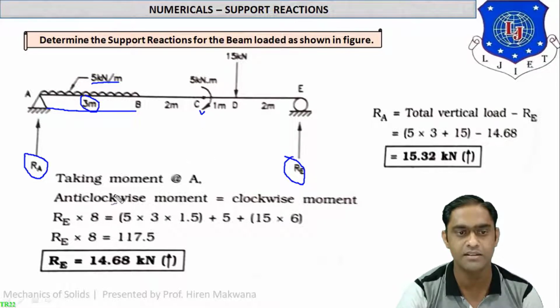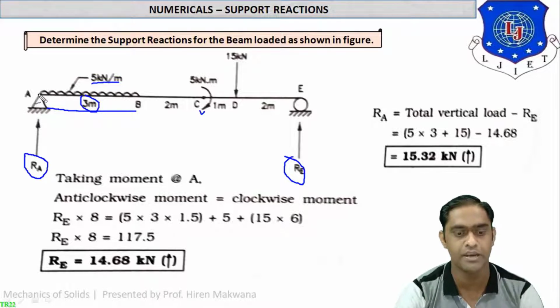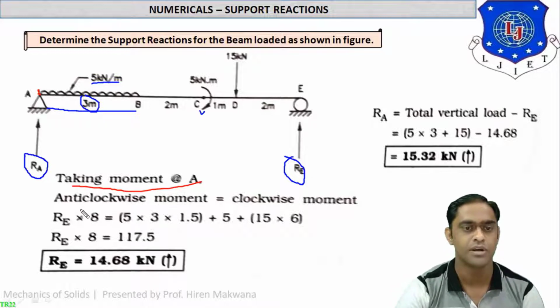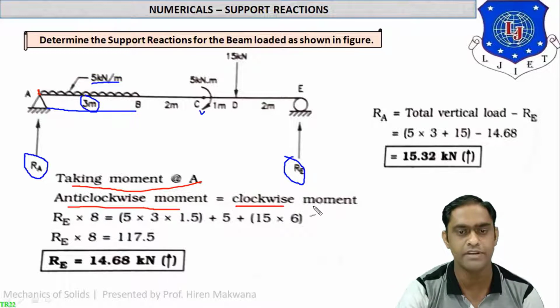Now let us start the sum. As per our method, we have to take moments, as per step number 3, at point A, that is the left support. Taking moments at A, what happens now? Anticlockwise moment is always equal to clockwise moment. Means we have to balance the moments. Sigma moment is equal to 0. Then and only then the beam can remain in steady equilibrium.